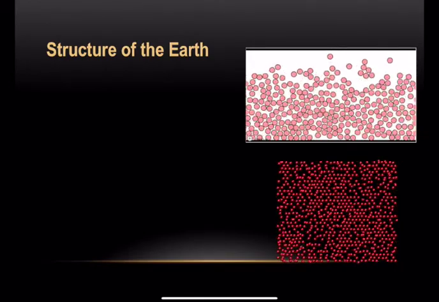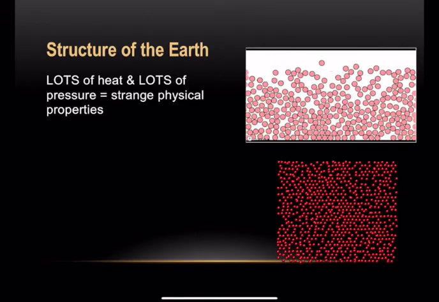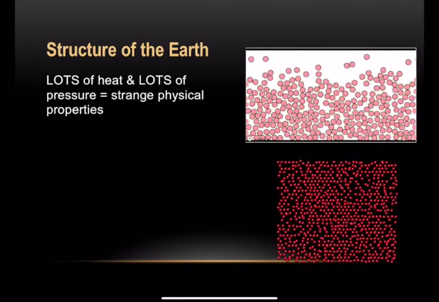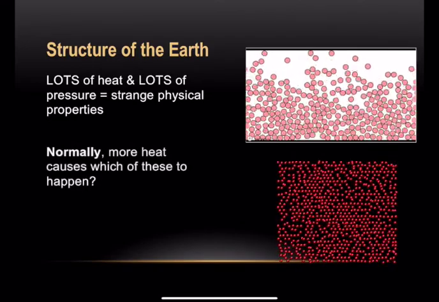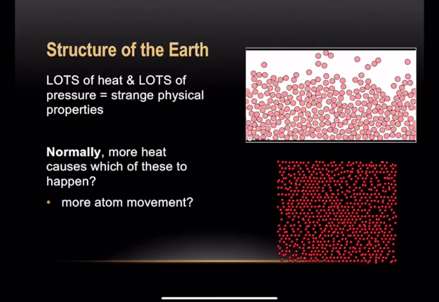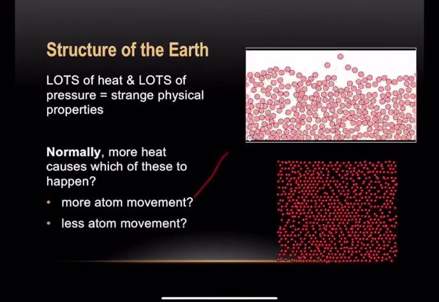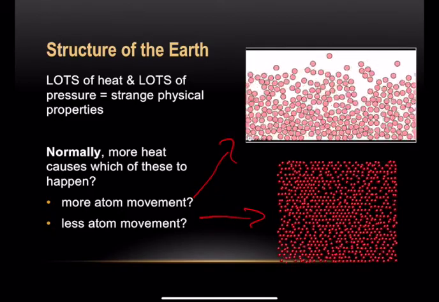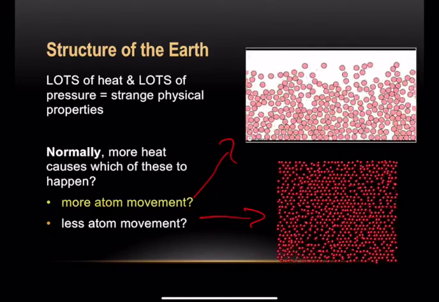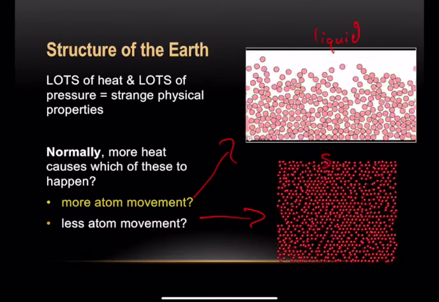Let's look at this for one more idea on seeing the difference between these states of matter. So I've got a lot of heat and a lot of pressure. We've got strange mechanical or physical properties. So normally, more heat causes which of these to happen? If there's more heat, will the atoms move more or move less? Normally, the atoms will move more, right? So in this case, this is a liquid. In this case, this is a solid.